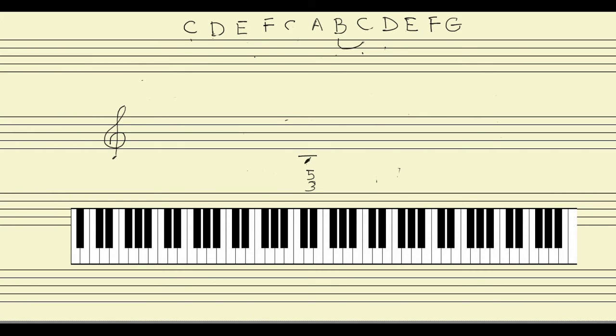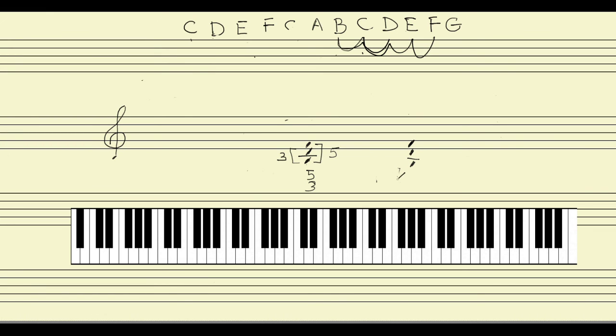So we go B1, C2, D3. So D is our third above B. Here's our third. Then we need a fifth above B. So we go B1, C2, D3, E4, F5. So F is going to be our fifth above B. B, D, F. That gives us a perfectly well-formed triad. Let me again write this triad out over on the side.